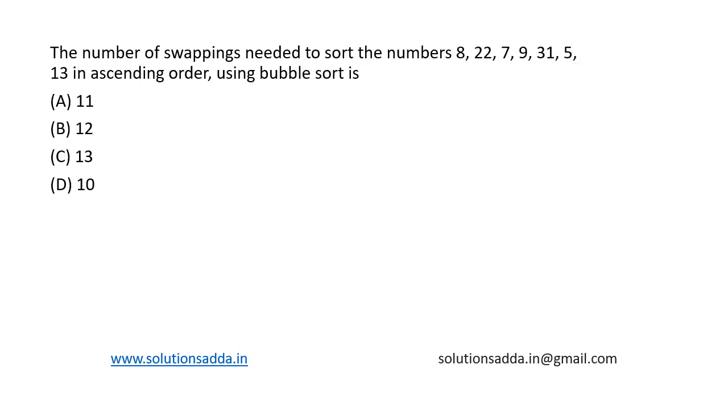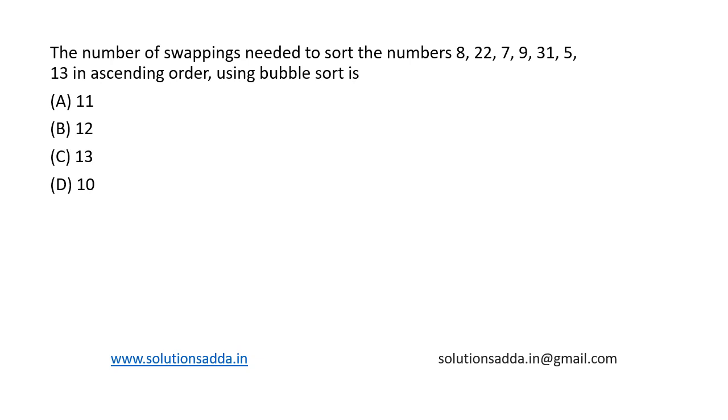This is a question from algorithms. The number of swappings needed to sort the numbers 8, 22, 7, 9, 31, 5, 13 in ascending order using bubble sort is, and four options are given. Bubble sort is a simple sorting technique which sorts the elements by swapping the adjacent elements. So this is how bubble sort works. So let's see how the elements are swapped in each pass.